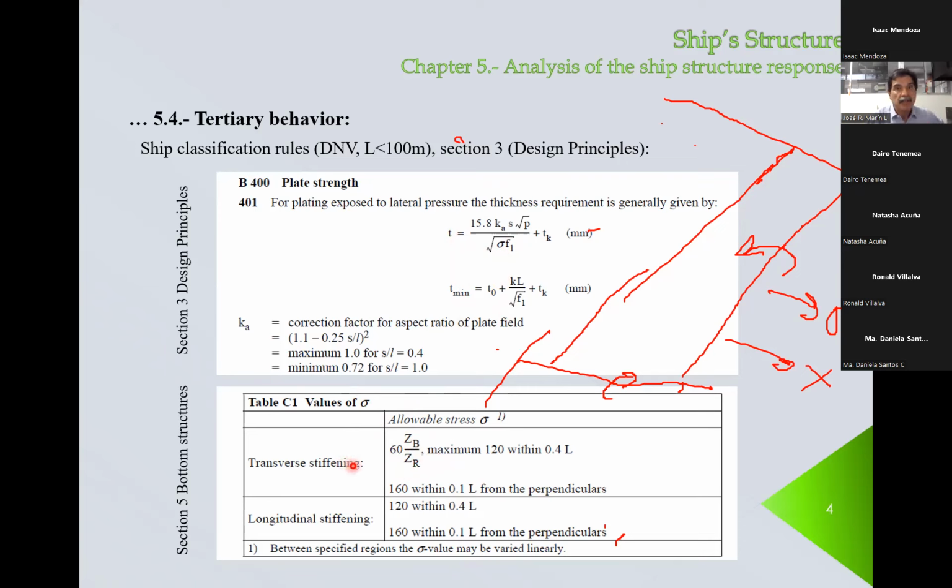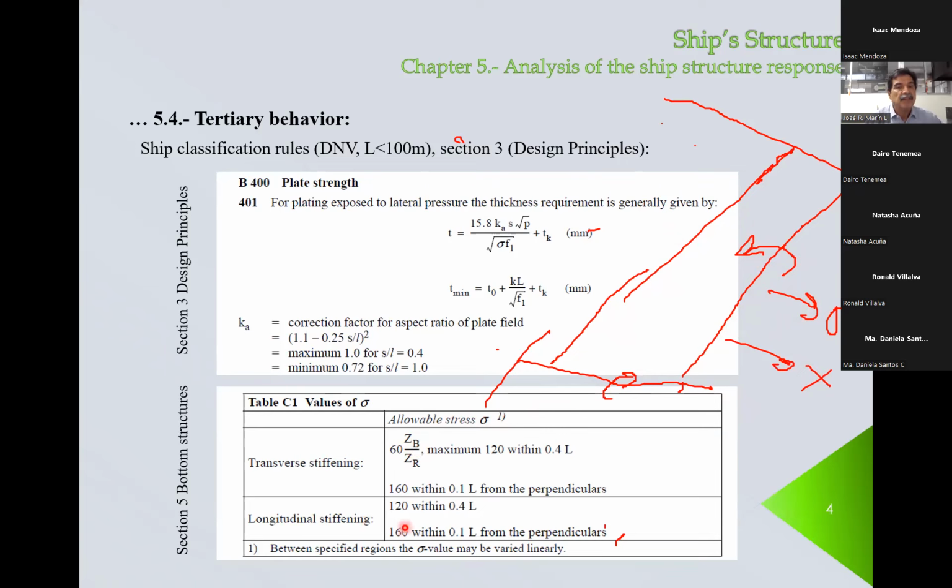Okay, and this is also very interesting to see that there is a difference between transverse stiffening and longitudinal stiffening. And the thing is that in this case, for example, okay, this would be a transverse stiffening system, right? And in this case, this is a larger bending moment. So in this case, the tertiary stress will be pointing in the X direction. So that's going to be combined with the primary stress, okay? And you see that's here.